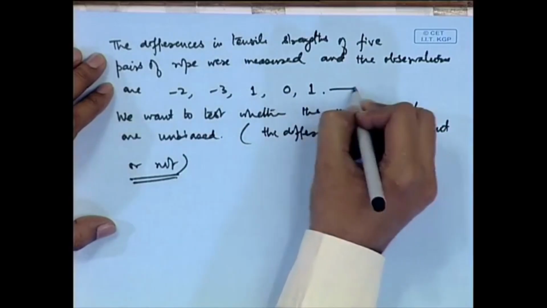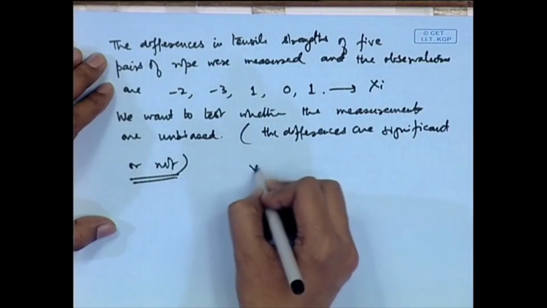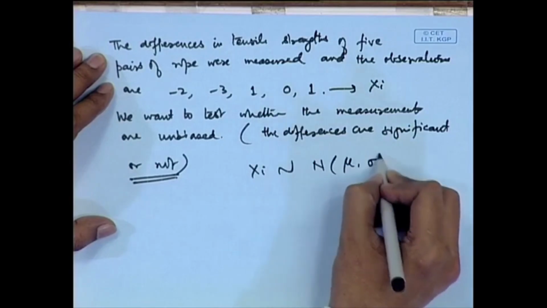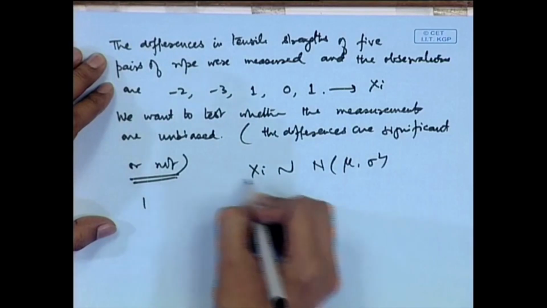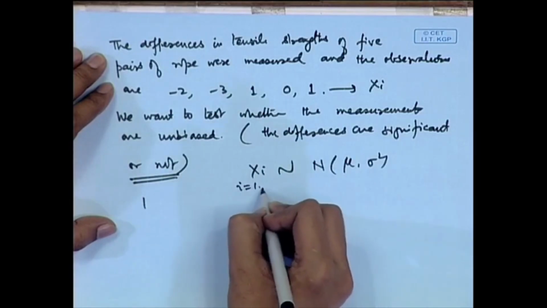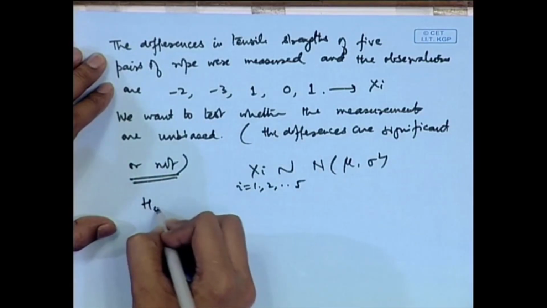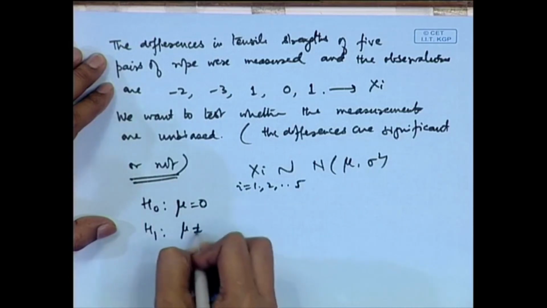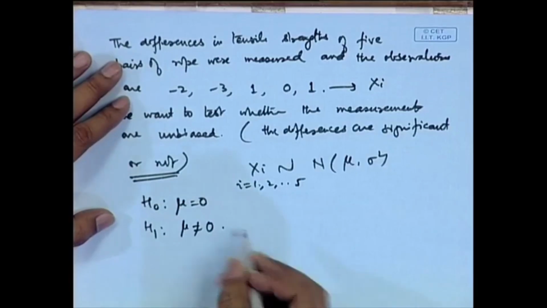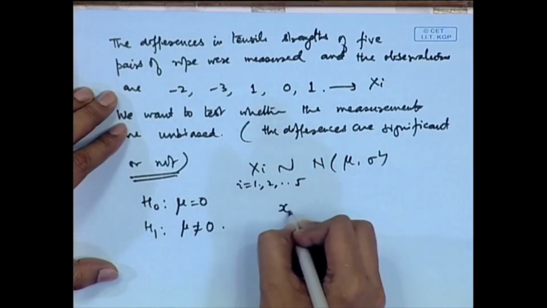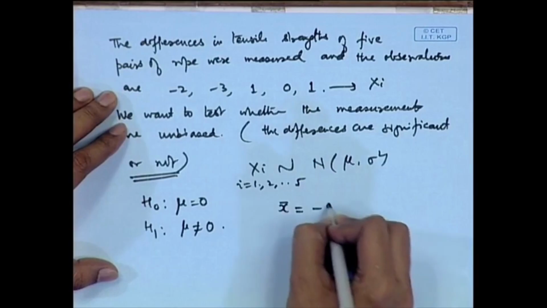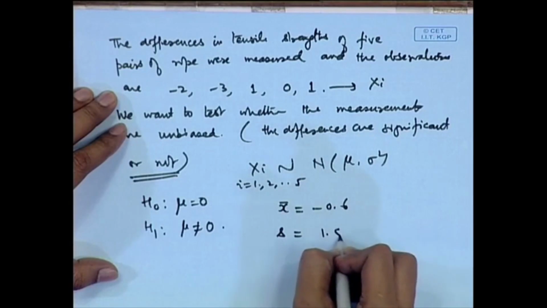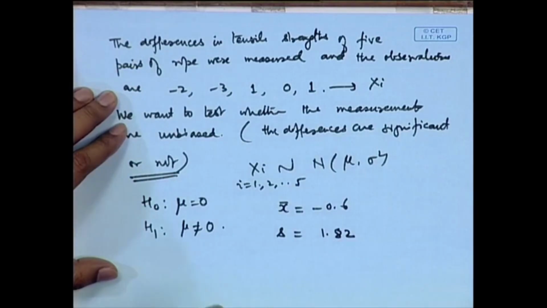So, if you consider these values to be say xi's, we may consider the model xi follows normal mu sigma square, and the testing problem becomes, for i equal to 1 to 5, H naught: mu is equal to 0 or H 1: mu is not equal to 0. Now, you see we need to calculate the mean etcetera. So, x bar is equal to minus 0.6 here, say standard deviation turns out to be 1.81, say 82.